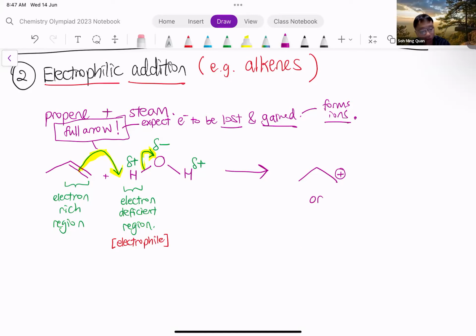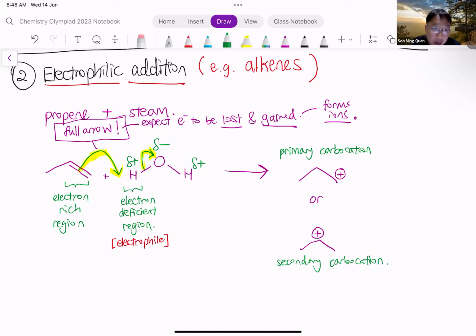Again, we can imagine, oh, then where is the positive charge? Is the positive charge going to be at the terminal carbon or the middle carbon? Because both carbon atoms were in the double bond, right? So both of these are equally possible. So this is called the primary carbocation. This is the secondary carbocation. Carbocation means the positive charge is on carbon. As you can see here, the positive charge is on carbon.